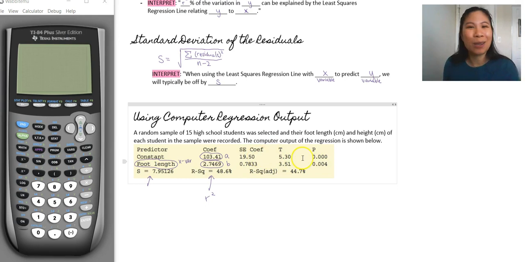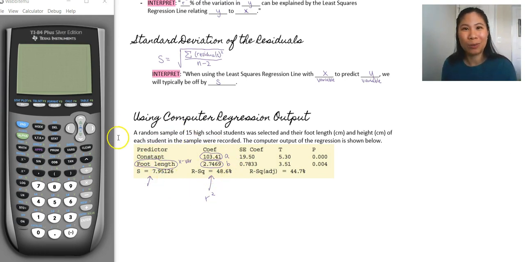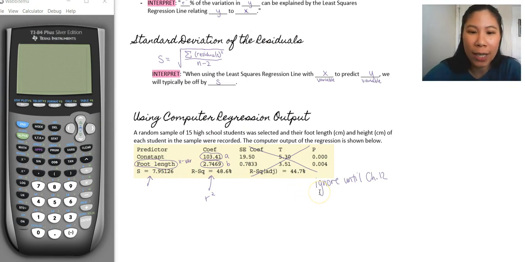And all these numbers over here, we also don't need just yet. You won't see these numbers again until chapter 12. So really, the only numbers you need are in the first two columns. For this particular problem, if we were to write out their least squares regression line, the equation would look like this: y hat equals 103.41 for our a value, plus 2.7469 for our slope of x.